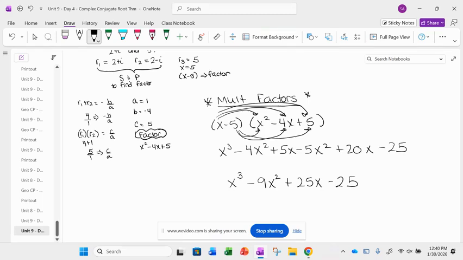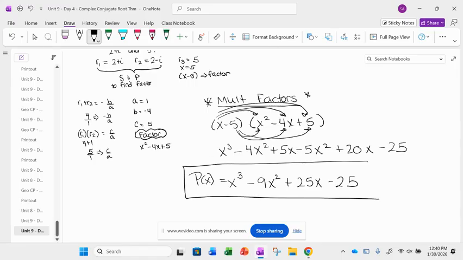Now, did I ask for an equation? Did I say find the equation? No, what did I say? Find the polynomial function. So we're going to call this p of x. That's our polynomial function. If I had said find an equation, then what would I have done? I wouldn't have said p of x equals. What would I have had to do? Equals 0. You got it.